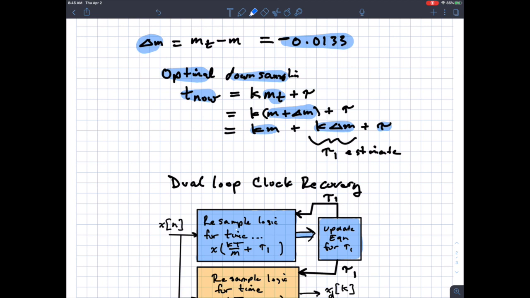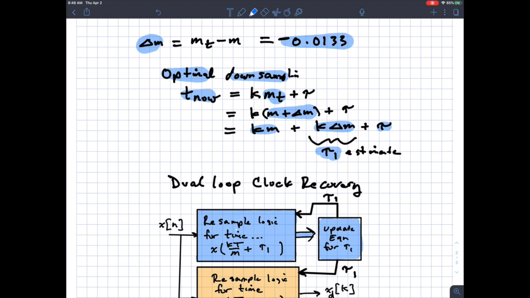With our dual loop clock recovery algorithm, we're going to have two different tau estimates. The first tau estimate I view as the coarse adjustment. The coarse adjustment is trying to get in the ballpark of the right value of mt. So the tau 1 estimate is going to try to follow k times delta m, but it's going to be a little bit off. It's probably going to be k delta m plus some DC offset.